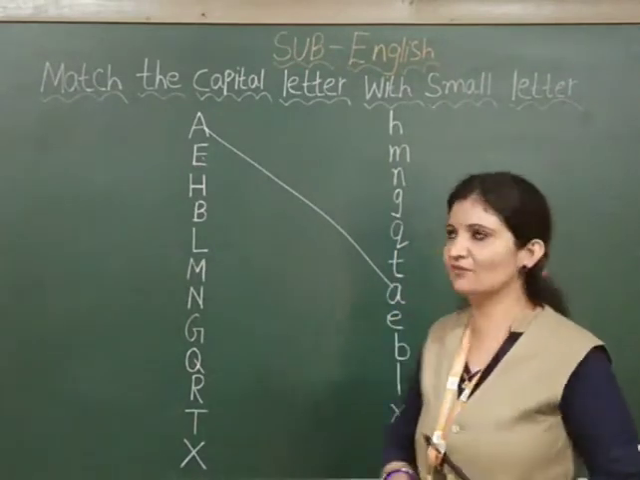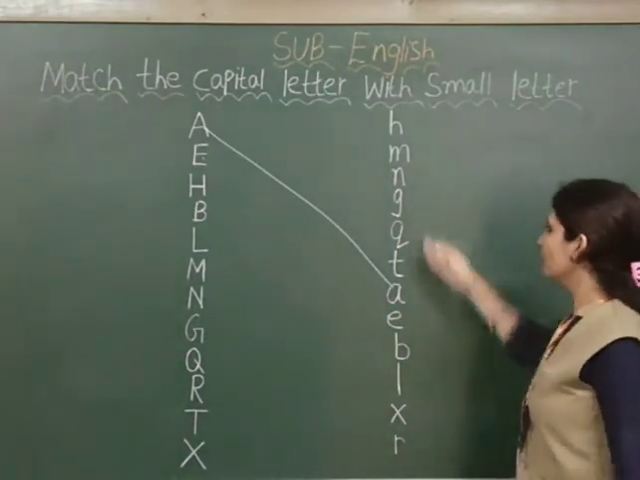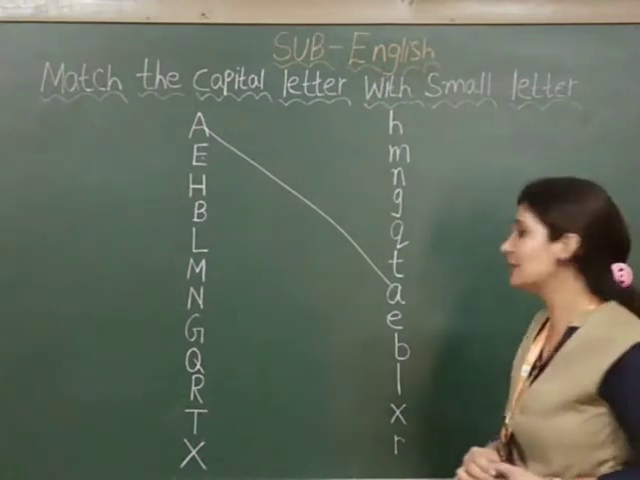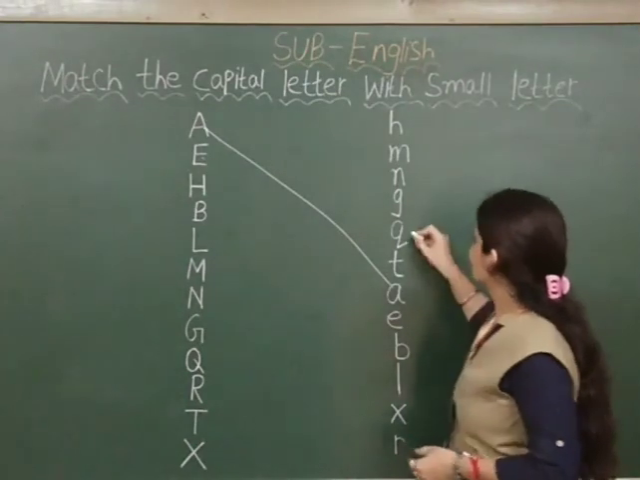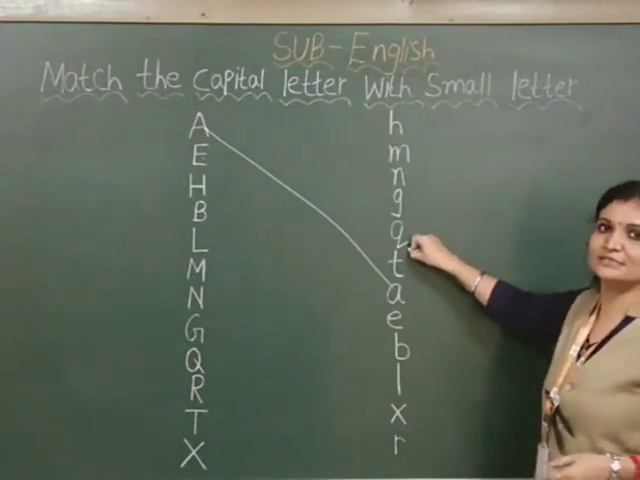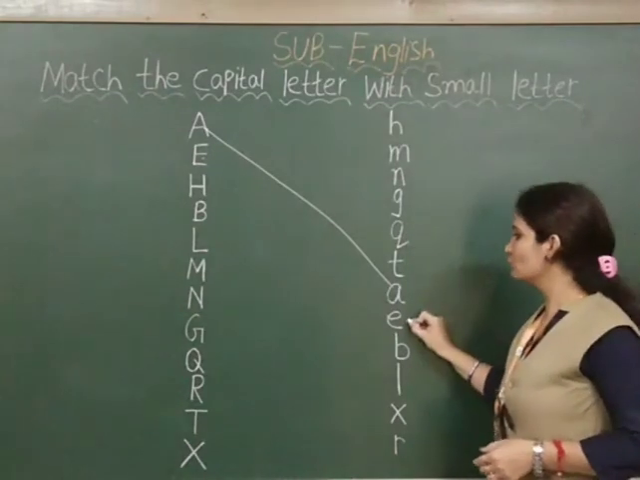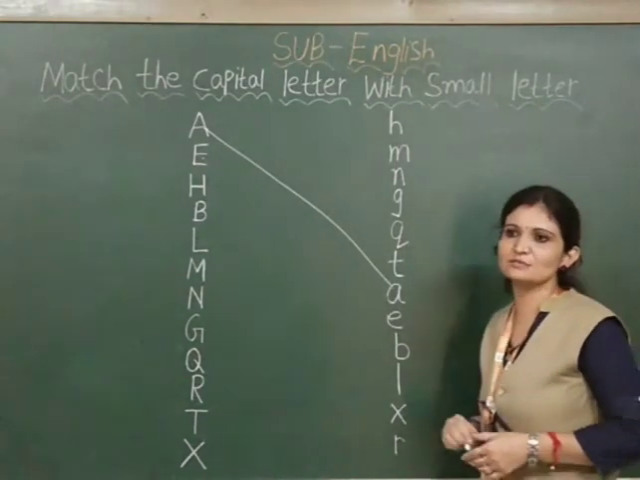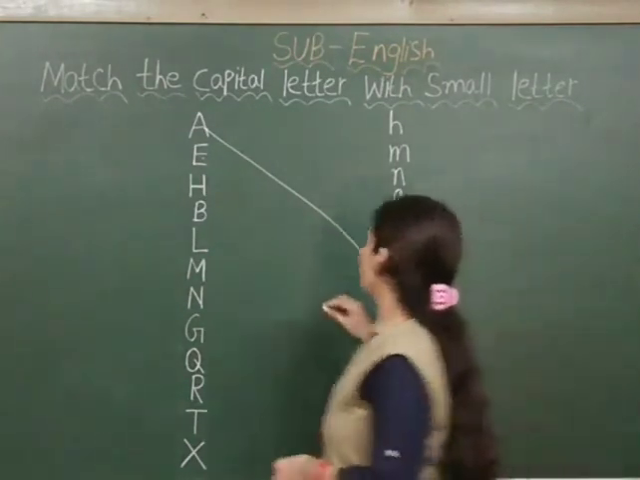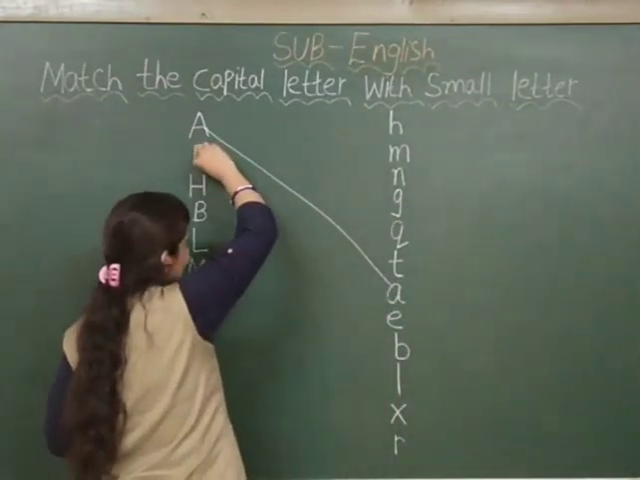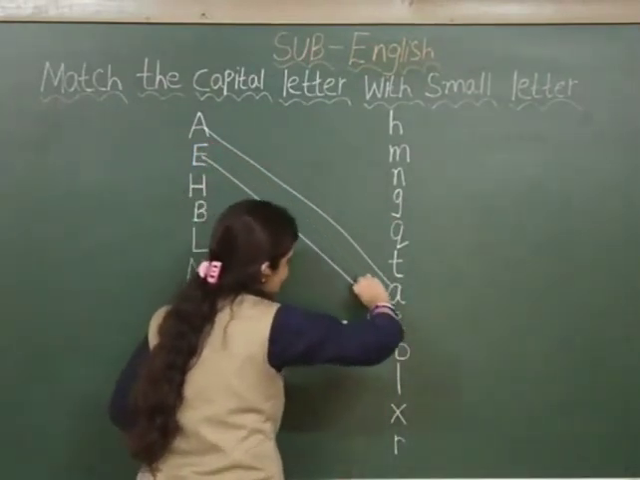Now moving towards our next letter, that is capital E. E for elephant. Now we have to find where is small letter E. This one? No, this one is small letter Q. This one? Yes, this one is small letter E. Now we have to draw one line like this.